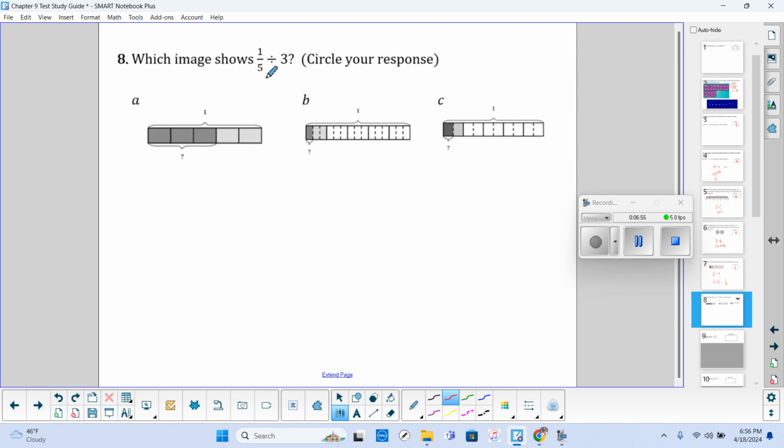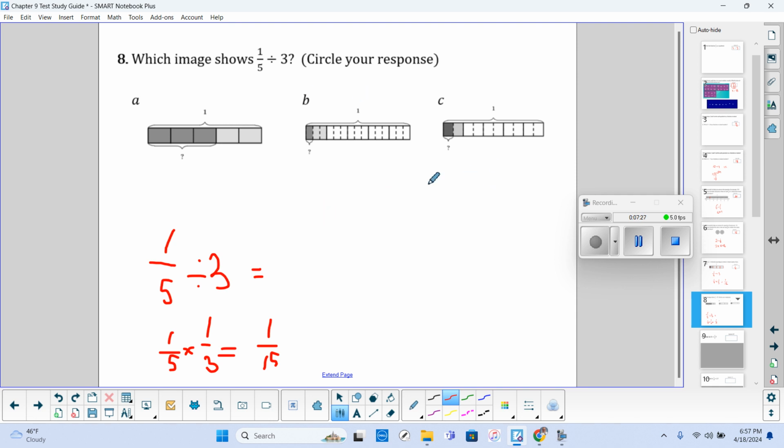Which image shows 1/5 divided by 3? So let's do it this way first. 1/5 divided by 3 should be the same as 1/5 times the reciprocal of 3 over 1, which is 1/3, gives us 1/15. Right? So which tape diagram is broken up into 15 pieces?